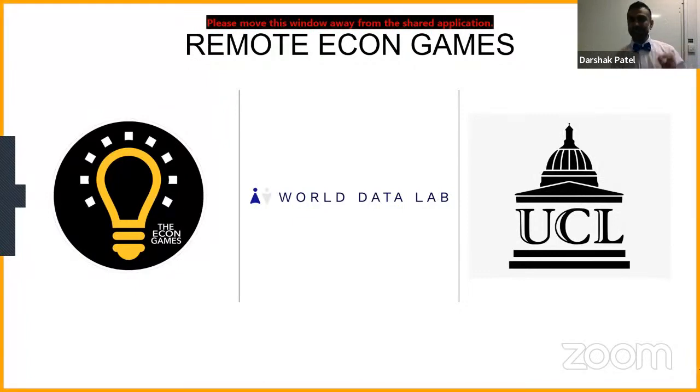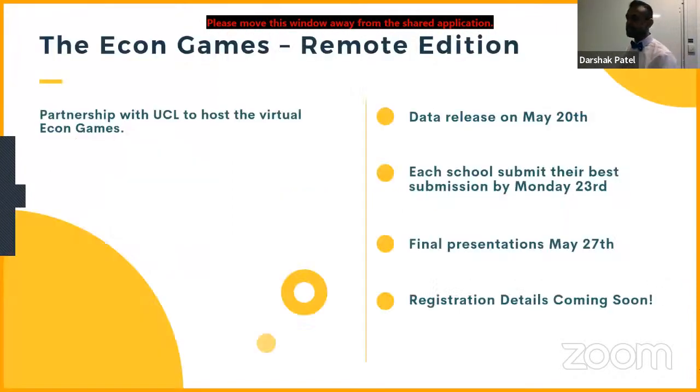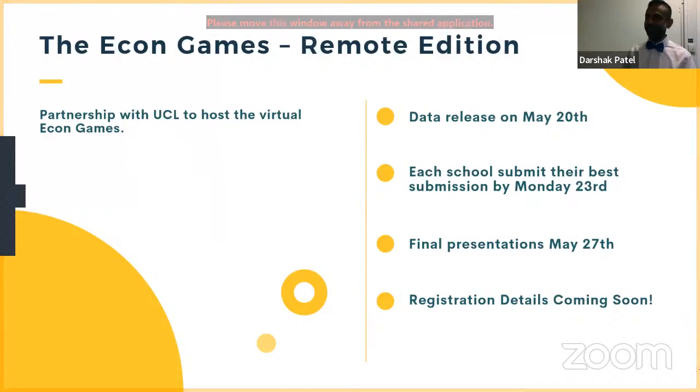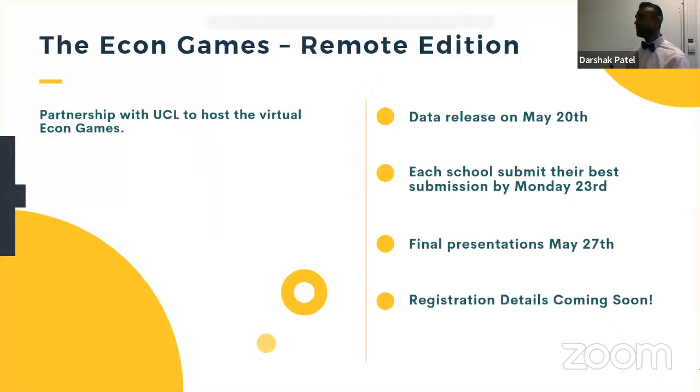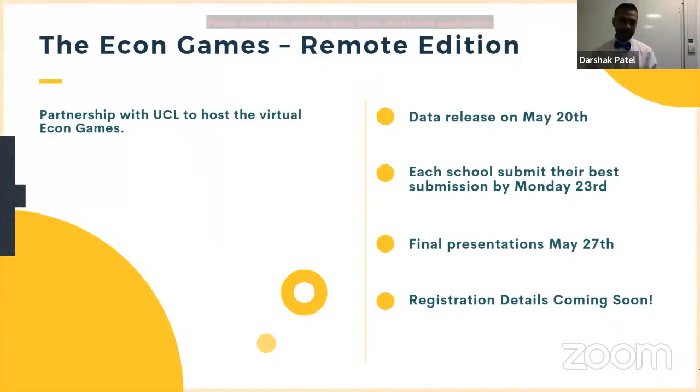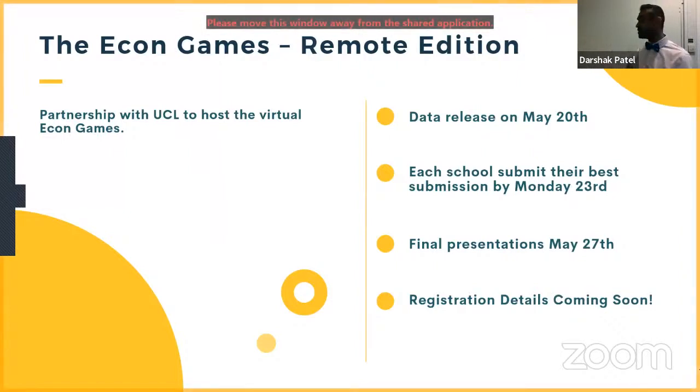So what would this Econ Games look like? We want to just share some information on that. So the dates are going to be May 20th to May 27th. We're really excited to see what the World Data Lab comes up with, because they have a huge amount of data sets. So we're really excited to see what kind of research question they'll come up with. But Parama, UCL, and CTEL will be in touch in terms of when schools can register, when students can start registering.